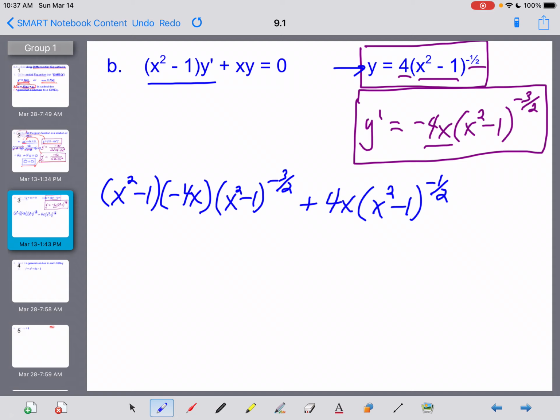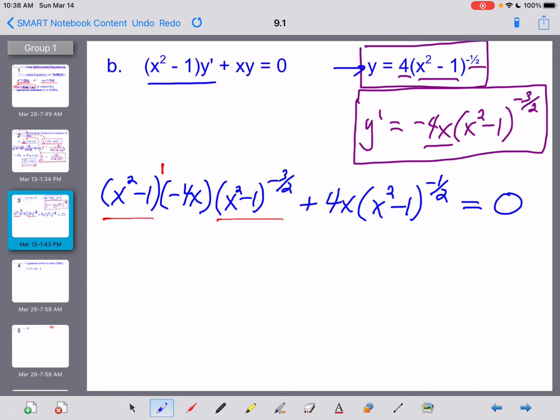So that takes care of the x times the y, and all of that should be able to be whittled down to just get 0 here on the left-hand side. Now, how can we do that? The one thing I want you to notice right here is that in the first term on the left, we've got an x squared minus 1 multiplied by the same base to the negative 3/2 power. Well, let's remember that that is an exponent of 1 right there.